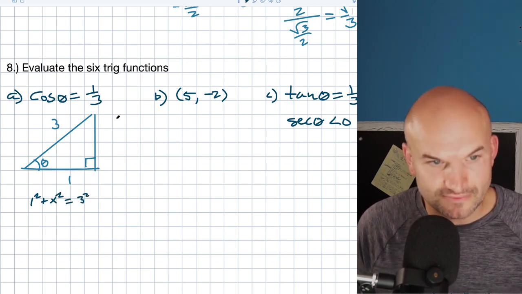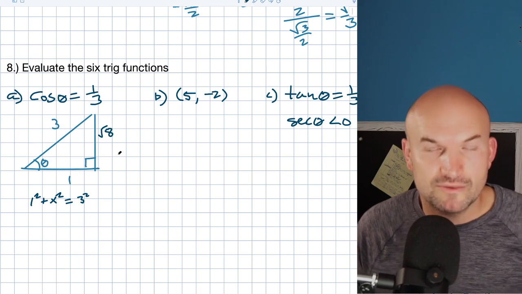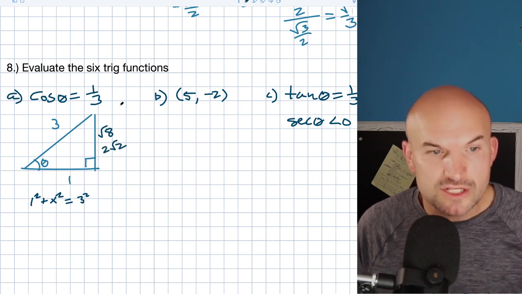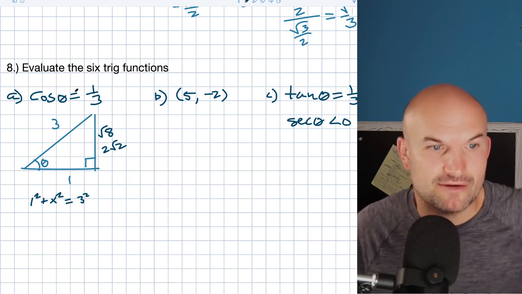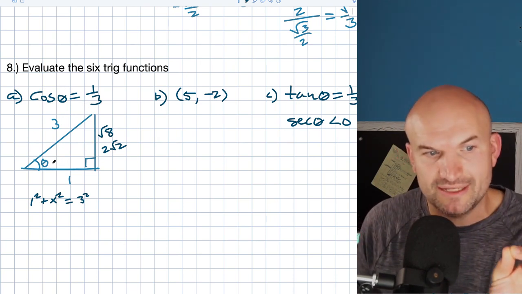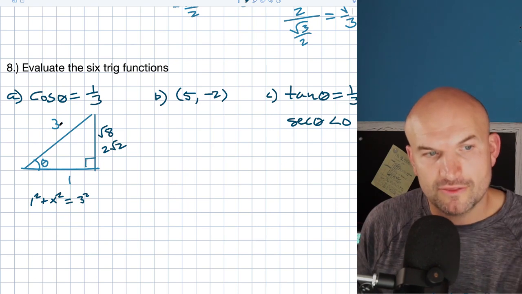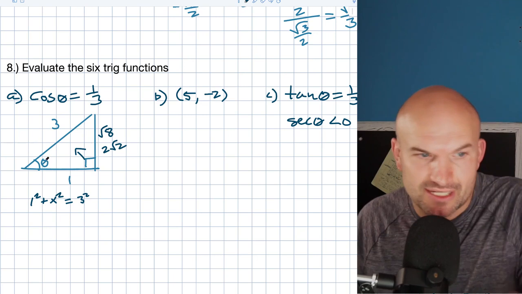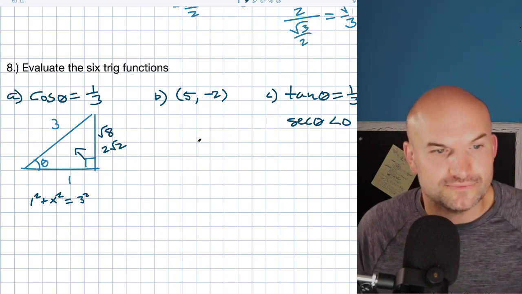And when I do that, I'm going to get the square root of 8, which can be simplified here to a 2 square root of 2. So now I have all sides of the triangle. Now again, remember my adjacent side is between my angle and my 90 degree. 3 is always the hypotenuse, which is always directly across from the 90-degree angle. And then opposite of your angle is called the opposite side.